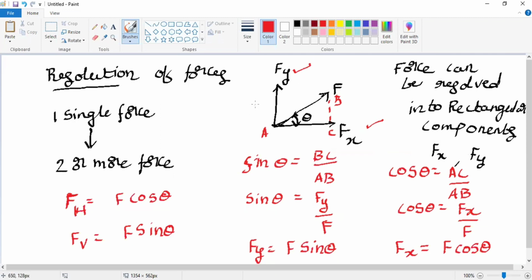So this is about the composition of forces and the resolution of forces. In the next video, we discuss how a single force can be resolved into a number of forces also.